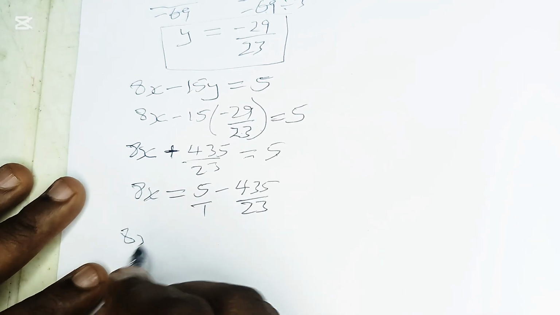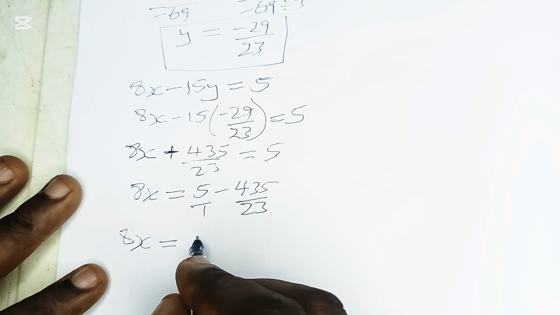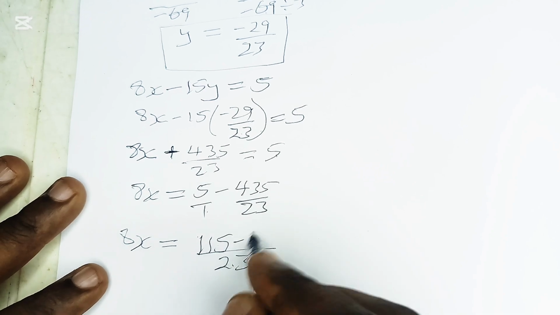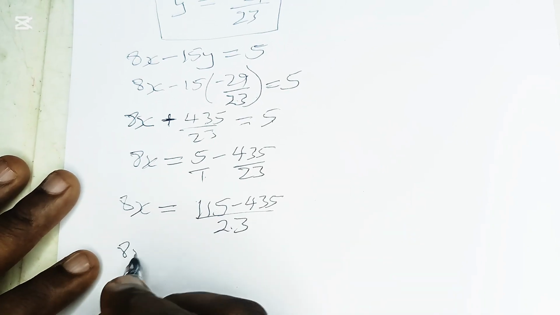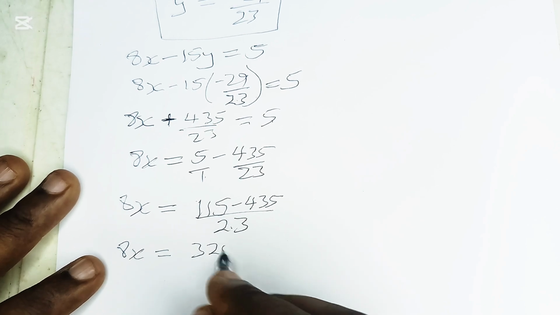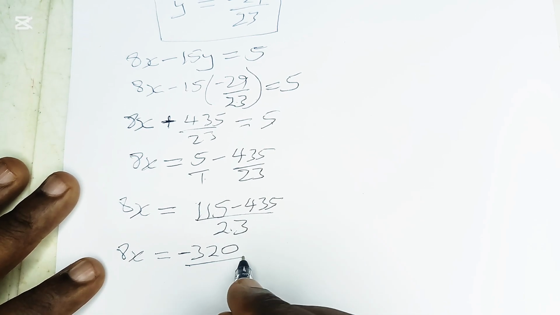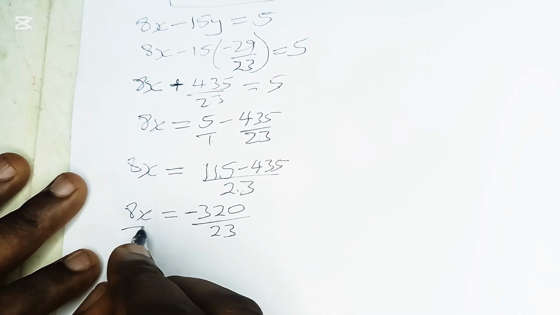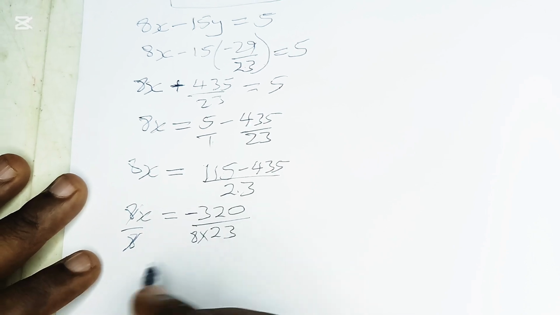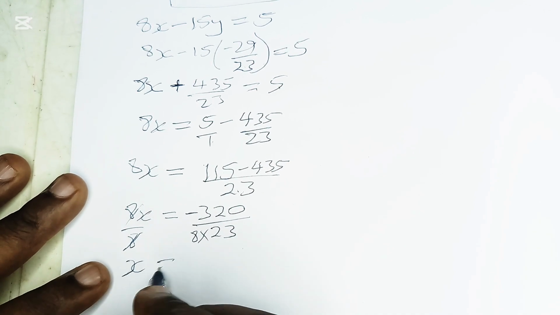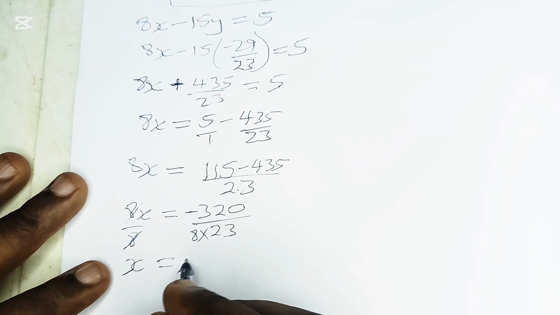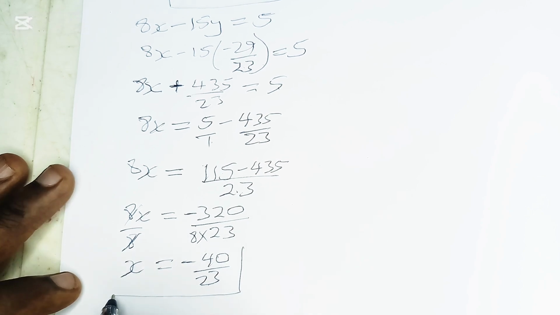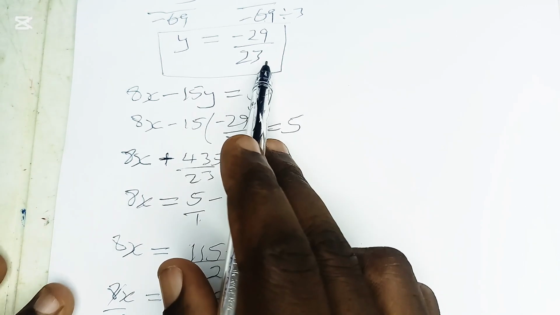Finally, the LCM. 8x is equal to, this is 23. 1 in 23, 23. 23 times 5, 115 minus 435. 8x is equal to minus 320 over 23. Now, to get our x, we divide both sides by 8. Dividing this by 8 and dividing this by 8. So our answer to that effect, after dividing, we will get minus 40 over 23. So this is our answer for x. This is the answer for y, and this is the answer for x.